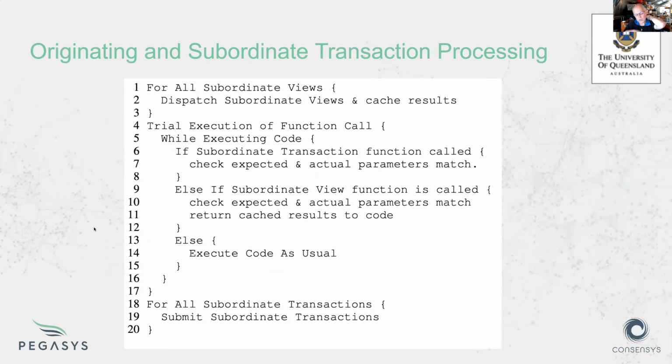And so the processing of the views and transactions is you process all the subordinate views and you dispatch them to other blockchains and you get results and you cache those results. Then while you're executing the code, if you've got a subordinate transaction function call, then you check that the expected and the actual parameters match. Similarly, you do the same for subordinate views, and you return the cached result back to the code as well. And then you execute the code as normal. So if it makes the whole way through, then you dispatch all those subordinate transactions.